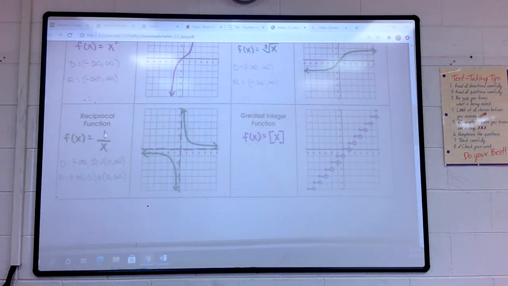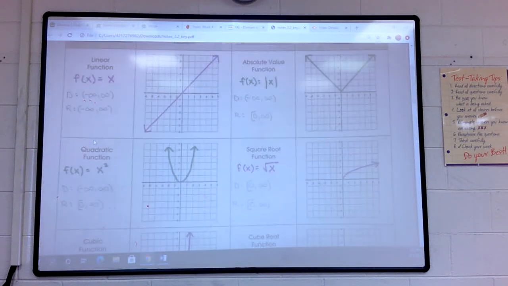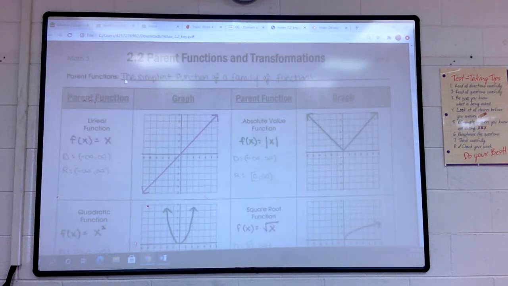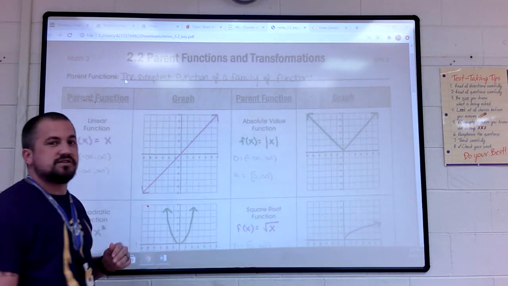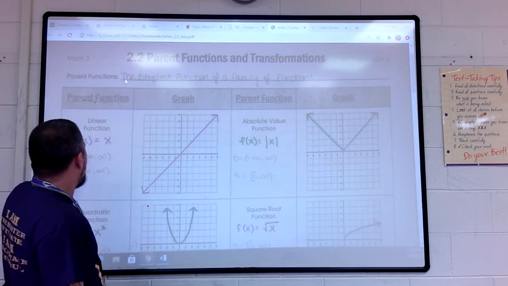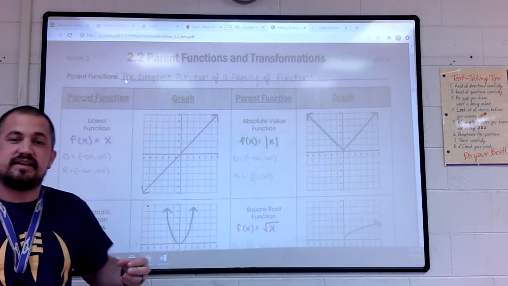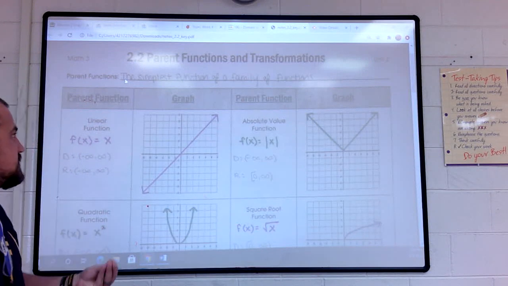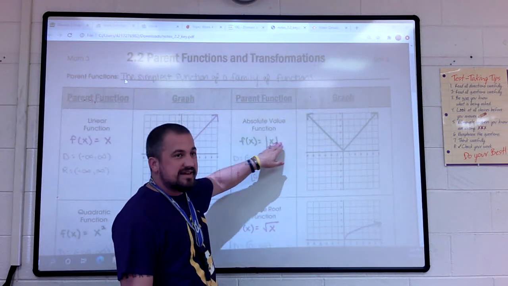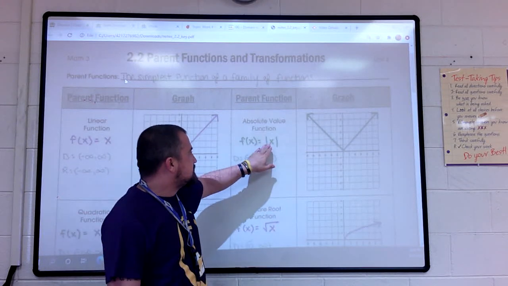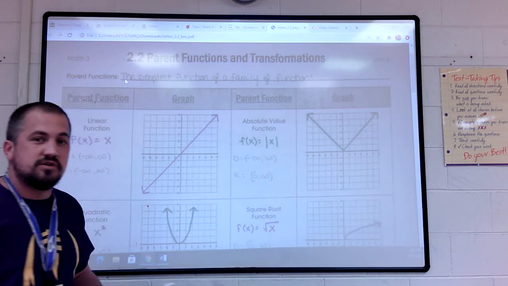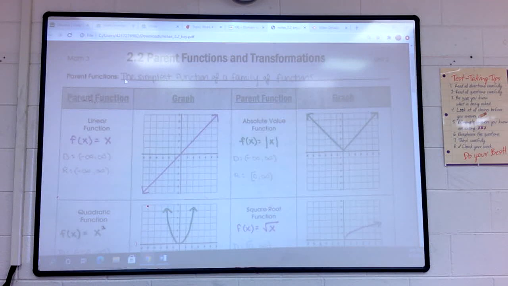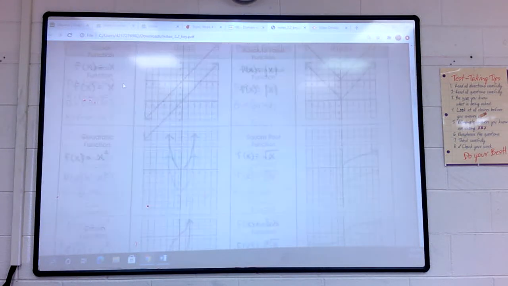So that's the first page of your graph. At the top, I failed to mention a parent function is the simplest function of a family of functions. A linear function is anything with just x, so like 2x plus 3 would be a linear function, but y equals x is the parent function, meaning it's the simplest linear function you could do. An absolute value function, you could put anything in absolute value, but y equals the absolute value of x is just the simplest, the most basic absolute value function that you could do, and that's what a parent function is. So we'll go to page 2 and talk about transformations.